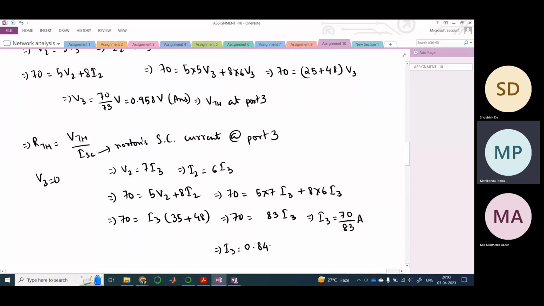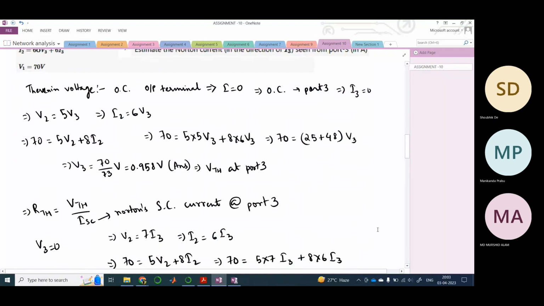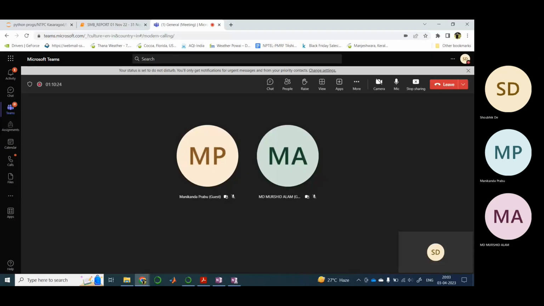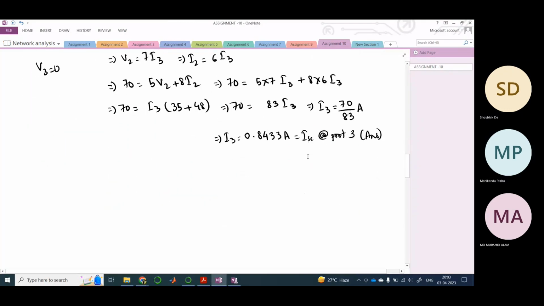Double three. So this is the answer to the seventh question, right? Because this is ISC at port 3. I hope you understood this, guys. If you have any doubt, then ask. Manikananda, Murshid Alam, you understood? Yes, sir. Okay. So therefore, the next analysis becomes very easy.